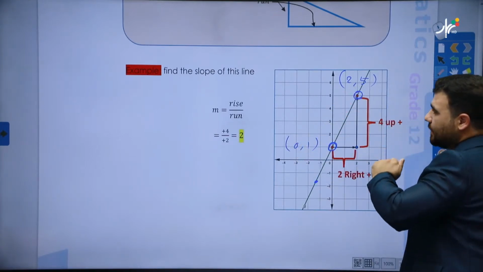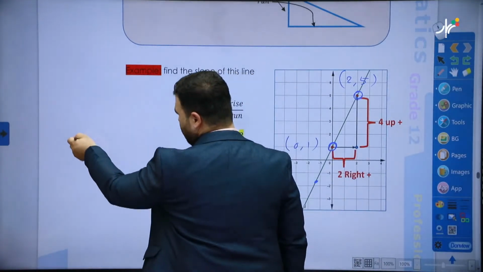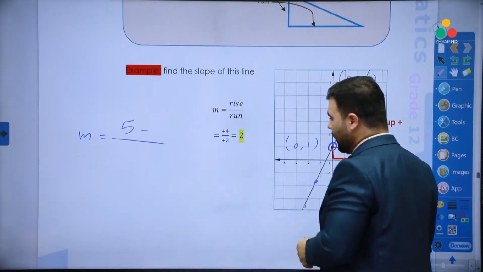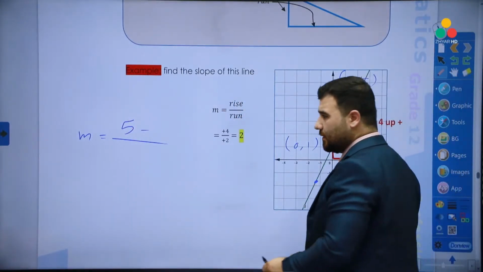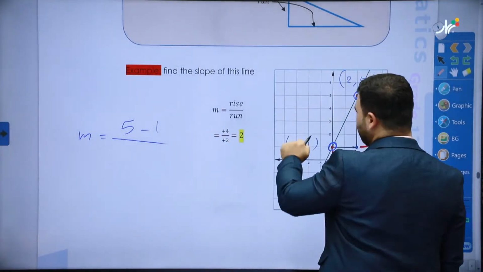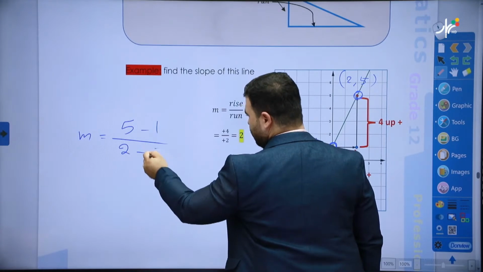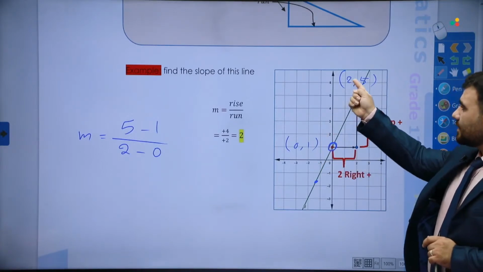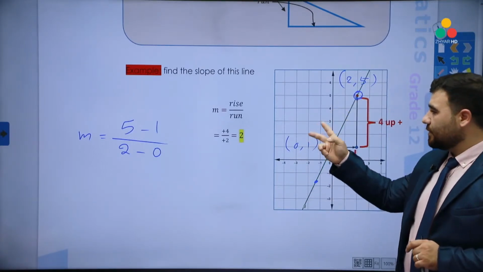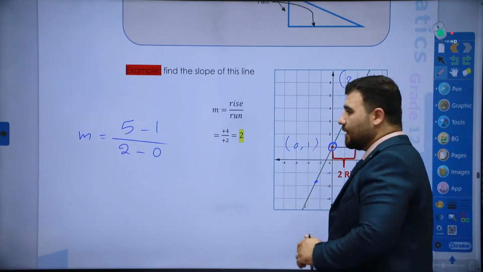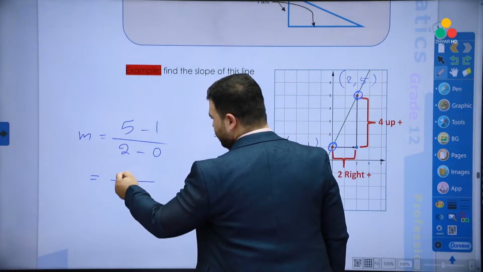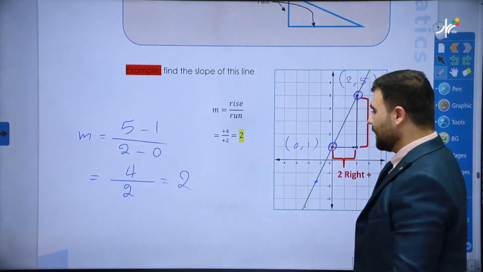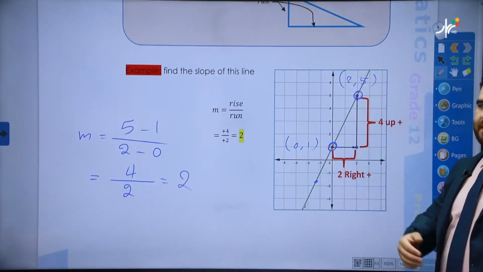Now let's put these 2 points in the rule y2 minus y1 over x2 minus x1. Slope is y2 is 5, y1 is 1. 5 minus 1 is the numerator. Denominator is 2 minus 0. Be extremely careful. When you say 5 minus 1, you must say 2 minus 0 in the denominator. If you switch any of them, the answer will not be right. Now 5 minus 1 is 4. 2 minus 0 is 2. 4 over 2 is 2. This line from left to right is increasing. This means the answer is correct.